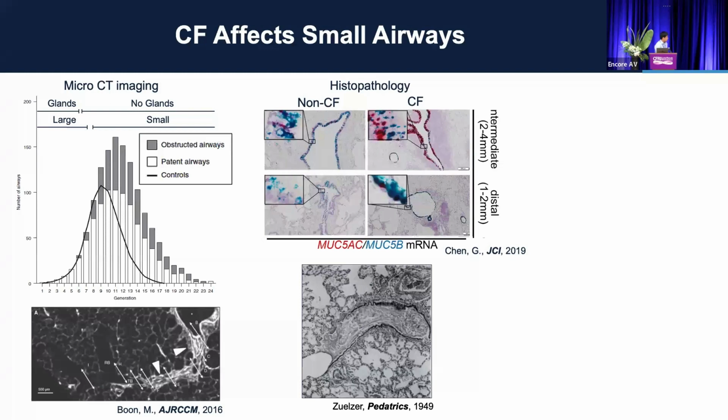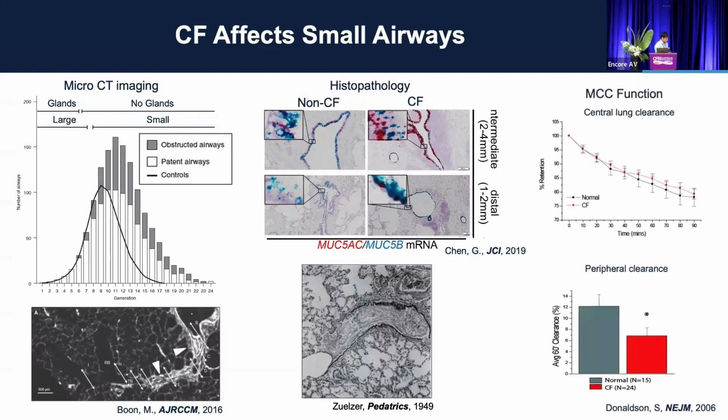Also, our group's data show that the secretory mucin component is altered in the CF small airways. Usually this very tip of the distal terminal bronchioles is almost mucin free, but in CF, the green MUC5B and also MUC5AC expression is increased in the small airways. That leads to mucus plugs.